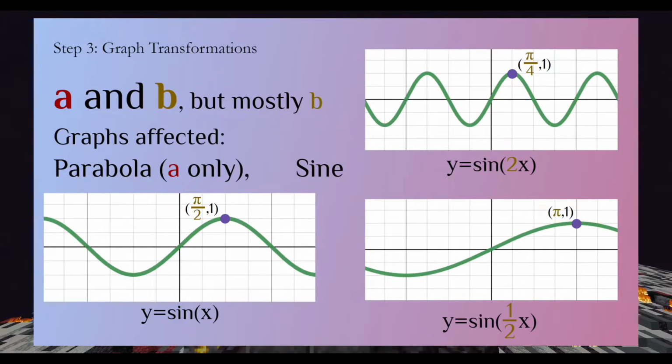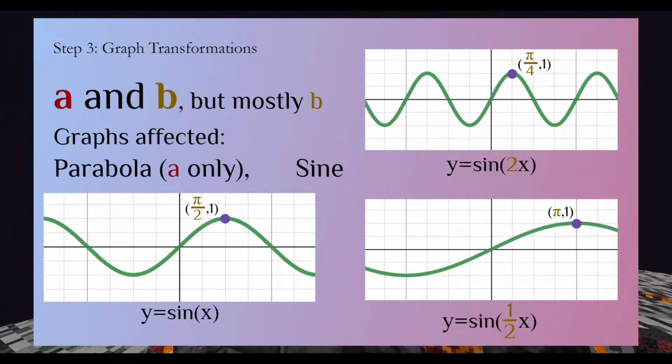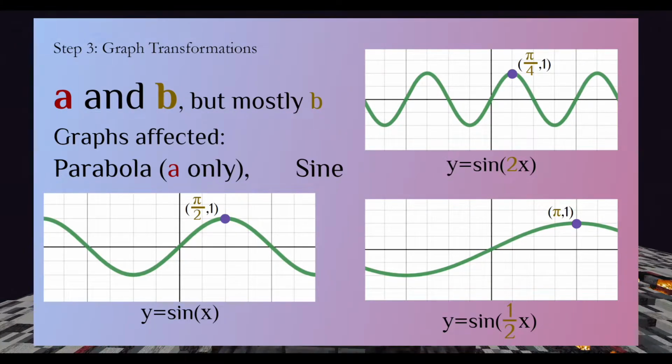B is more used when transforming the sine graph. When B equals 1, our graph is the same, and when B is greater than 1, the graph pretty much gets squeezed inward. Same with B is less than 1, as the graph gets pulled outward, kind of. You don't need to worry about making B negative, as playing with C would do the trick for you.